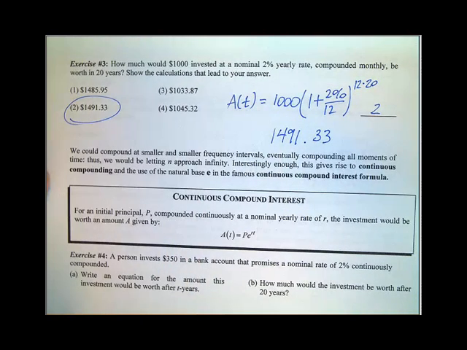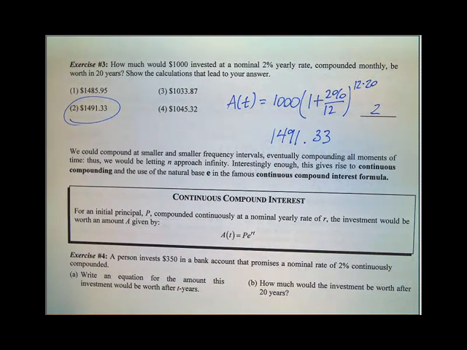Now remember, it's money, so they may not tell you how to round, but you can't go more than hundredths. So make sure you're rounding to the nearest cent. So we could compound at smaller and smaller frequency intervals, eventually compounding at all moments of time. Thus, we would be letting n approach infinity. Interestingly enough, this gives rise to continuous compounding and the use of the natural base e in the famous continuous compound interest problems. And we have our formula below.